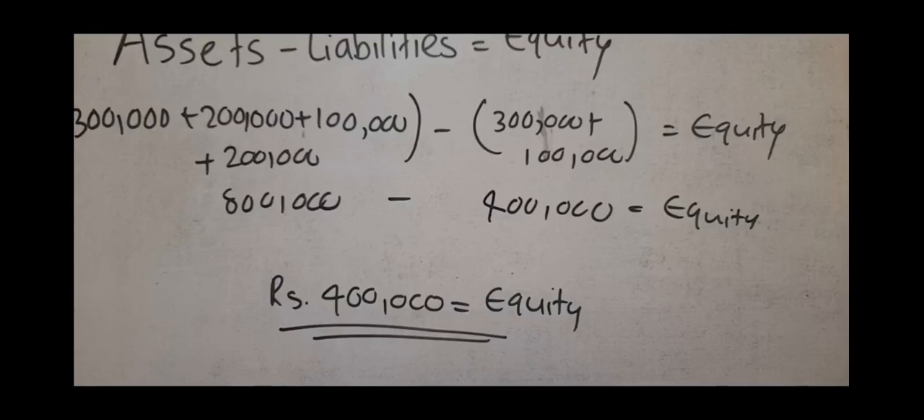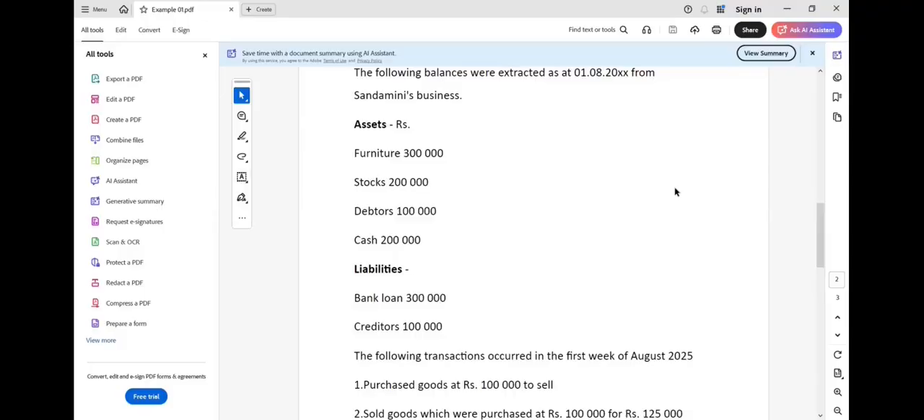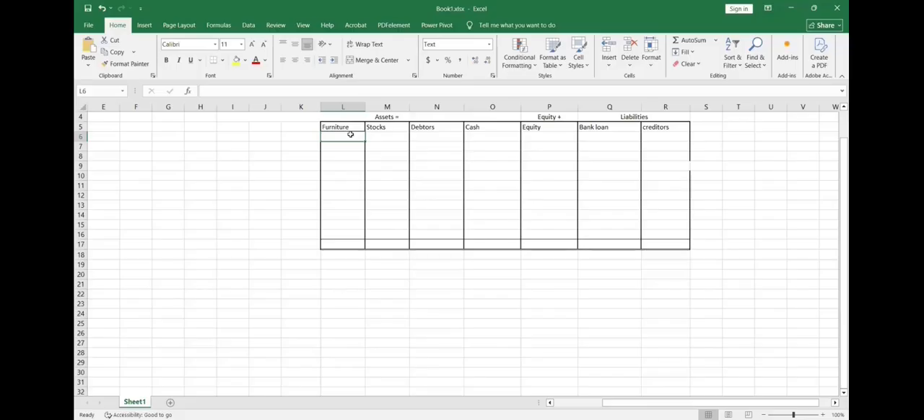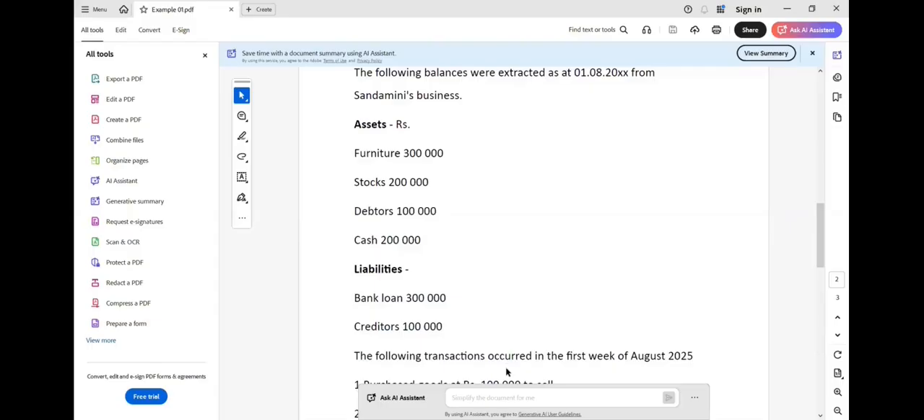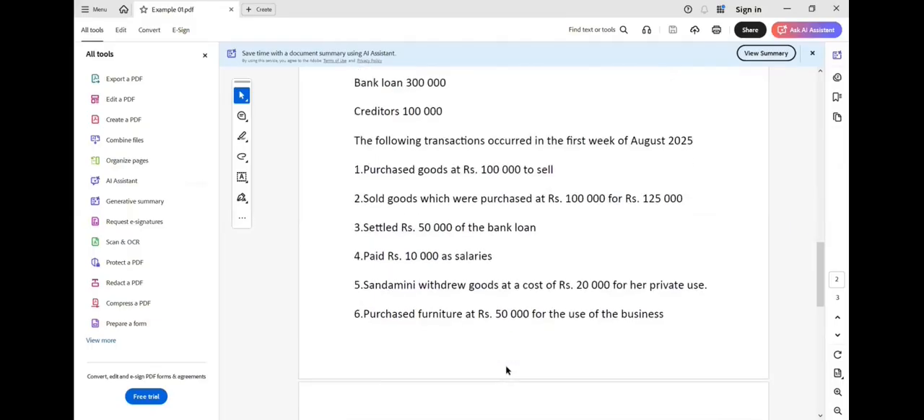Now it's easy to solve this problem. Firstly, we should write the opening balances. Furniture 300,000, stocks 200,000, debtors 100,000, cash 200,000, equity 400,000. We already calculated it. Bank loan 300,000. Creditors 100,000.